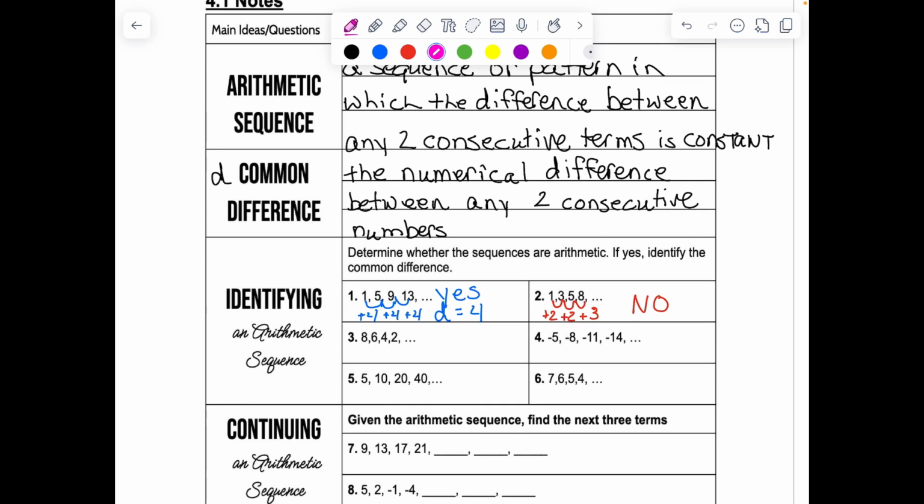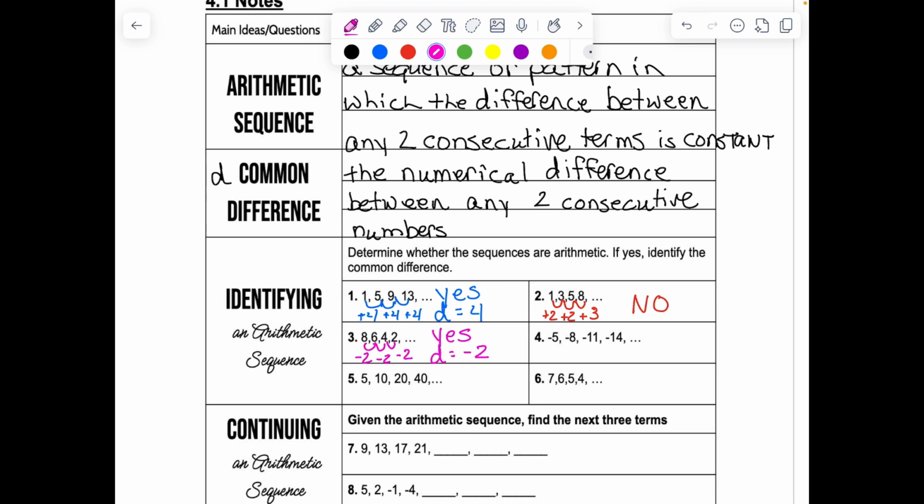Okay, so in number 3, to go from an 8 to a 6 is subtract 2, because it's going down, it's getting smaller. 6 to 4 is subtract 2. 4 to 2 is subtract 2. So because that's a constant or common difference, yes, this is arithmetic, and my common difference, my lowercase d, is negative 2.